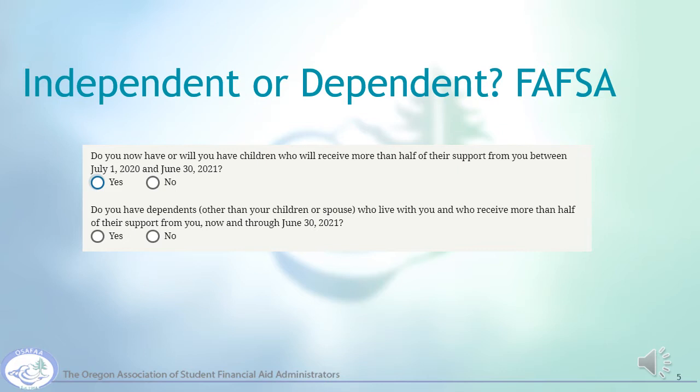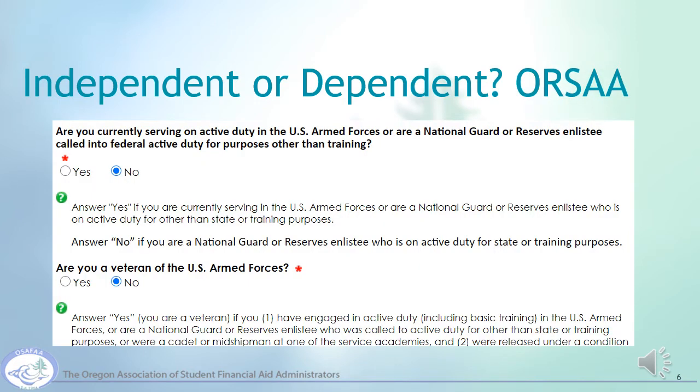On the FAFSA, if you see the word you or yours, this is referring to the student and not the parent, unless otherwise noted. The ORSAA will prompt the student to answer a few questions at a time. This is a screenshot from the 2020-2021 ORSAA. On the ORSAA, the student will need to answer each dependency question, even if they've answered yes to a question early in the series. All of the dependency questions display on the ORSAA.